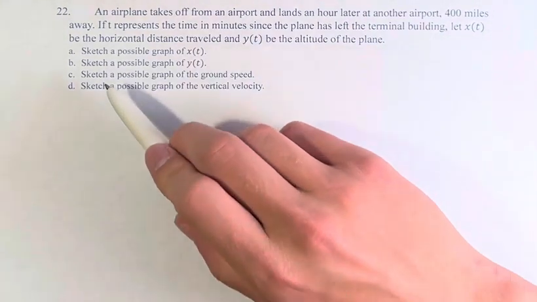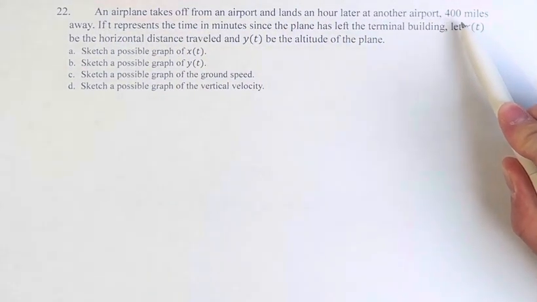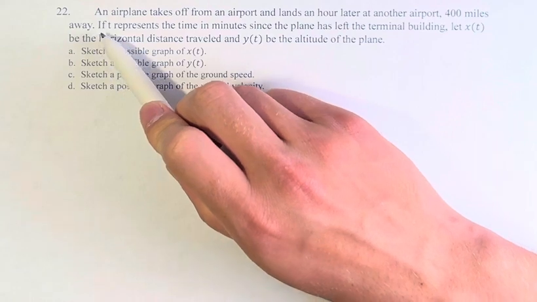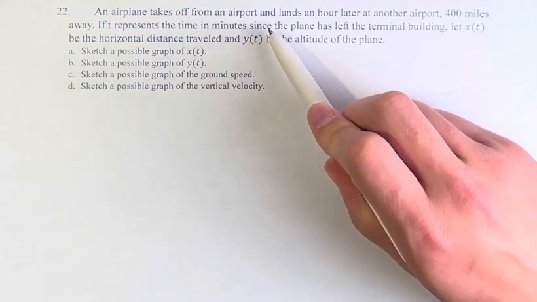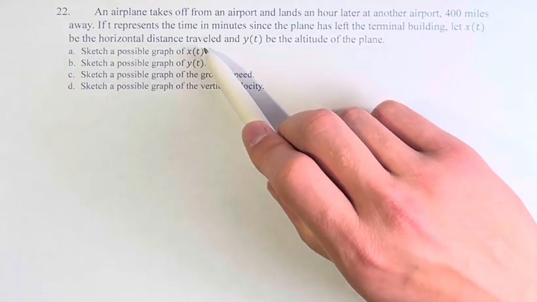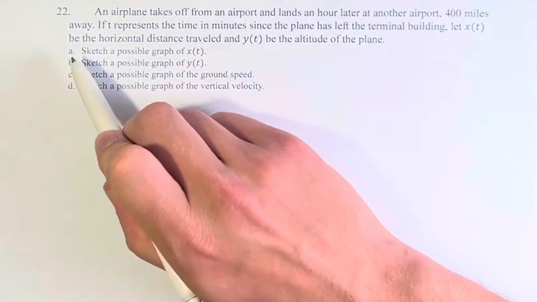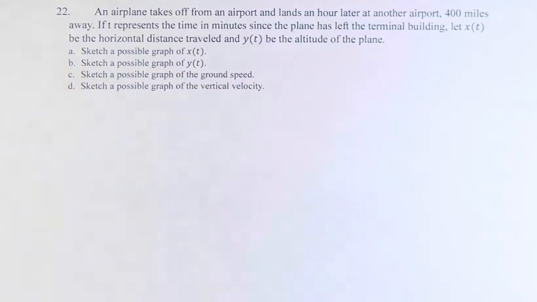In this problem, an airplane takes off from an airport and lands an hour later at another airport 400 miles away. If t represents the time in minutes since the plane has left the terminal building, let x of t be the horizontal distance traveled and y of t be the altitude of the plane. So first we're asked to sketch a possible graph of x of t.